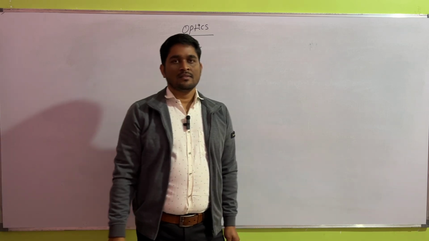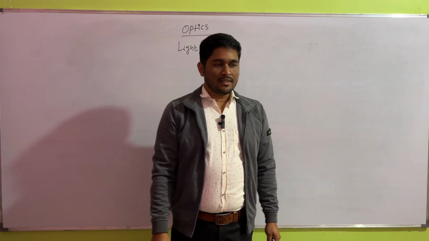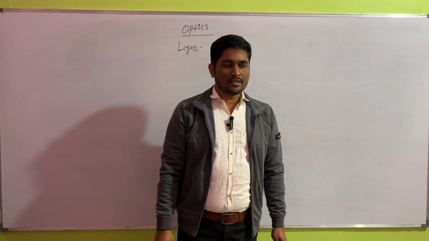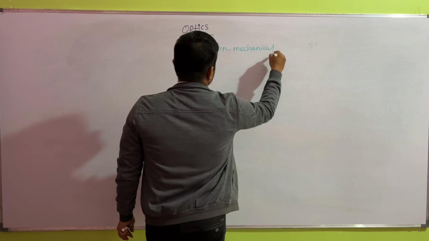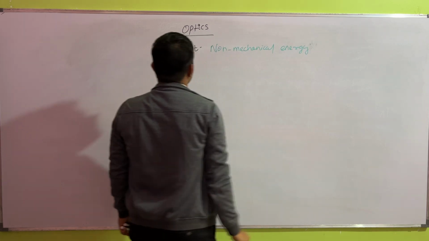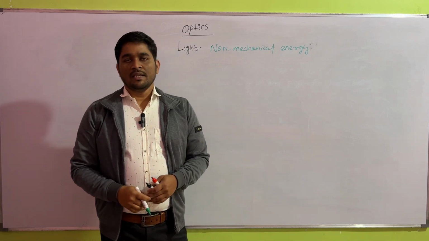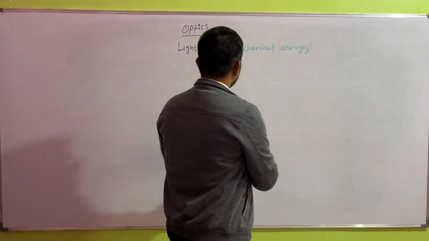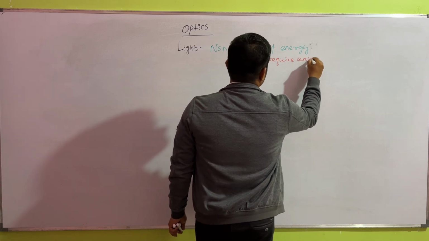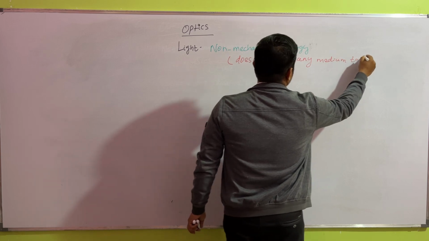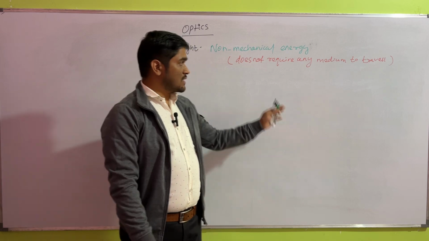In electromagnetic waves, we have already discussed the light, that it is a non-mechanical form of energy. Light is the form of energy which is non-mechanical. Non-mechanical means it does not require any medium for its propagation, any medium to travel. In a medium, light can travel, but also it can travel in vacuum.